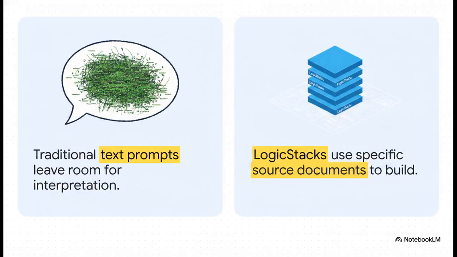When we actually compare these two methods side by side, the difference is just stark. On one side, you have traditional text prompts. This is the old method, right? Typing out paragraphs of instructions, tweaking adjectives, and essentially trying to code using plain English. But on the other side, we have this concept of LogicStacks, which leverages the source feature. Instead of vaguely describing the house you want built, you are literally handing the AI your exact blueprints, your specific lumber, and your chosen materials. You're giving it the very source documents you want it to use, effectively replacing those lengthy instructions with concrete materials.